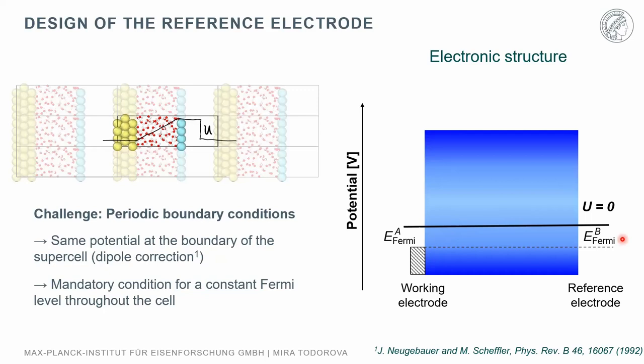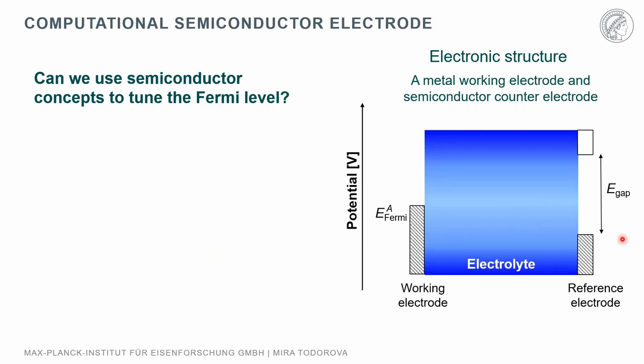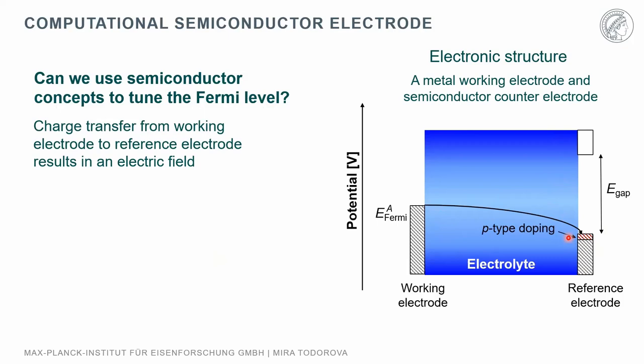And then we thought, okay, why not use semiconductor concepts? Because in semiconductor physics, manipulating the Fermi energy is kind of the daily bread. And so we thought, okay, if we have a material with a gap on this side, then, for example, if we start with a P-type doped situation, we still will have a charge transfer, thereby distributing the charge on the different electrodes, but we will retain the potential drop even at the end of our SCF calculation.